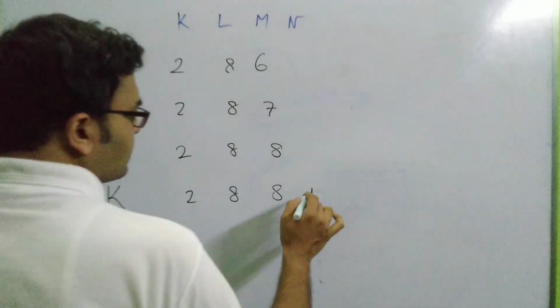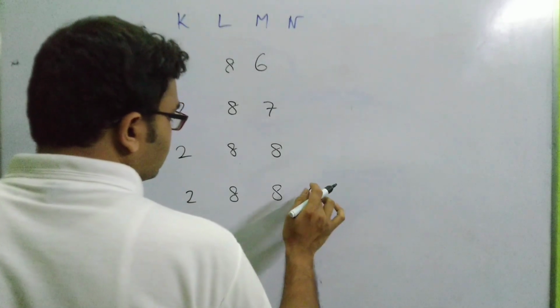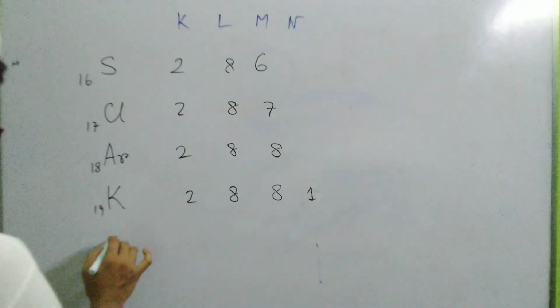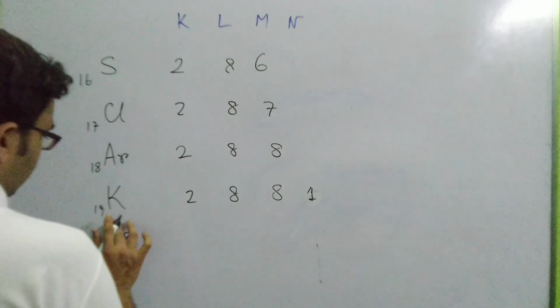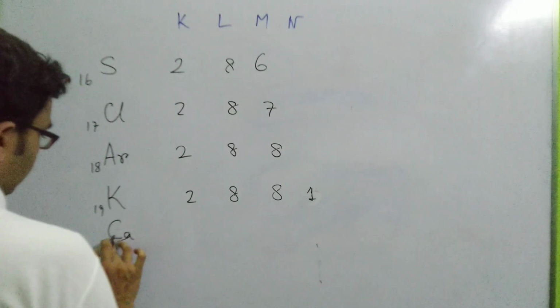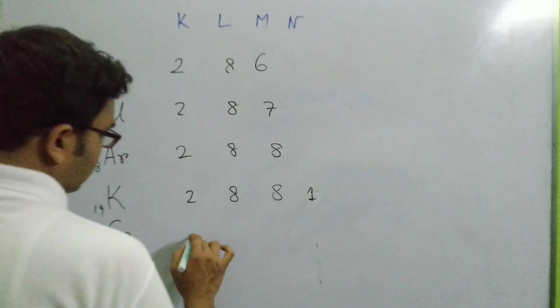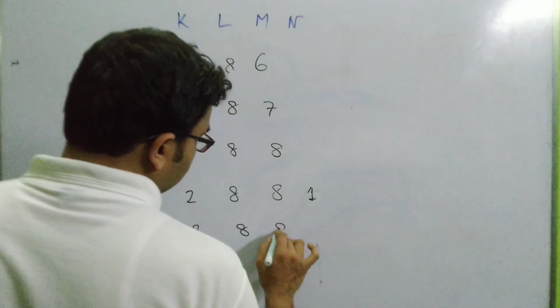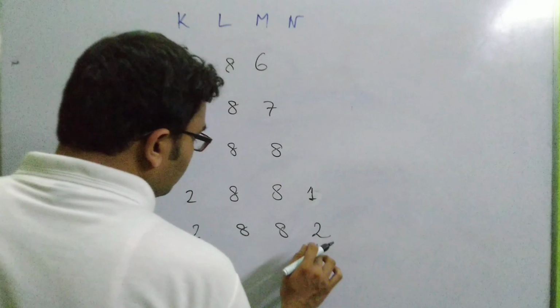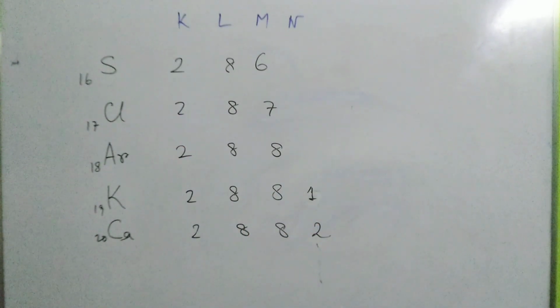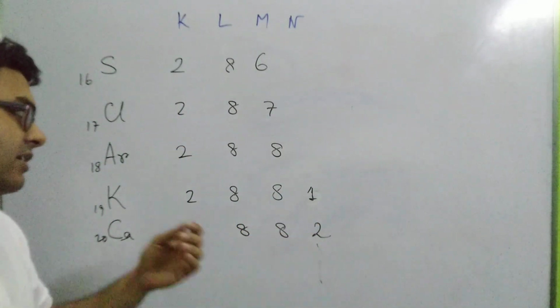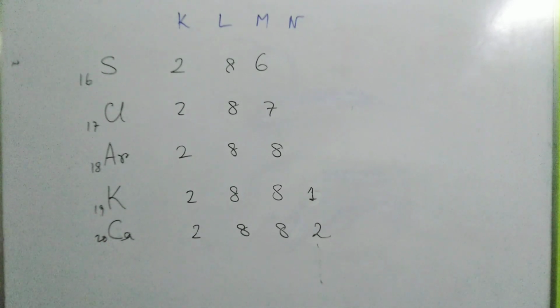So the configuration becomes 2, 8, 8, 1. And lastly it's calcium, which has an atomic number of 20, so it's 2, 8, 8 and then 2. I hope you have understood why we are not putting 9 or 10 electrons in the third shell, although the third shell can accommodate 18 electrons at the max. Because the contradictory rule says that the outermost shell cannot have more than 8 electrons.